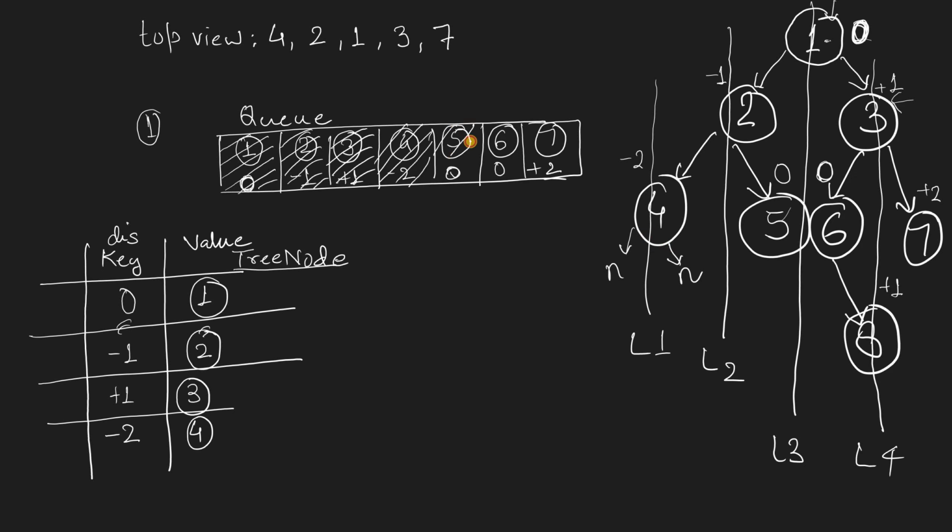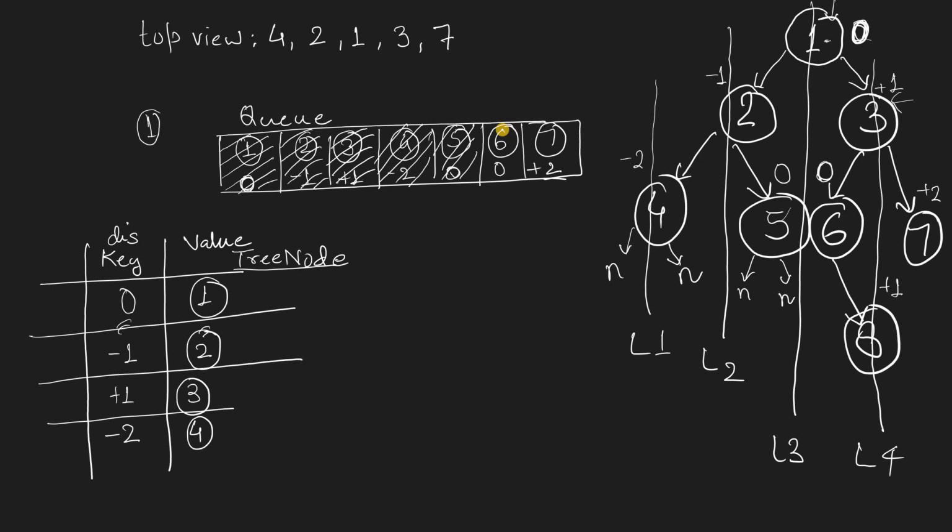Then we'll again pop the front element from the front of the queue, which is 5. Now again we'll check if the 0 key exists here or not. It already exists, so we'll not insert anything into the map. We'll just ignore this node. Then we'll again check if the left child or the right child for the node exists or not. It doesn't exist, so we'll leave it.